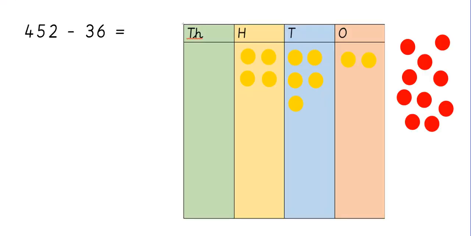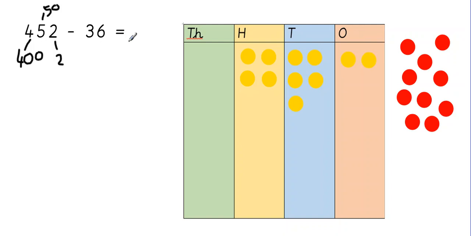So if we look at our place value, 452, we've got 4 hundreds, we've got 5 tens, which is 50, and we've got 2 ones. Okay, so if we put that into our place value chart, in our hundreds column we should have 4, 1, 2, 3, 4. In our tens column, we should have 5, 1, 2, 3, 4, 5. And in our ones column, we should have 2, 1, 2.